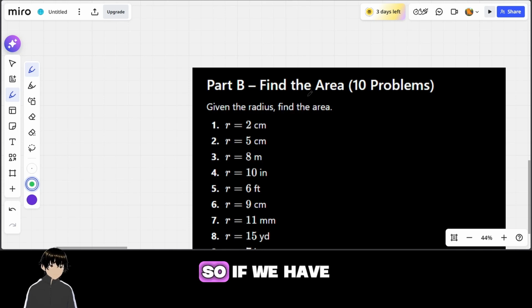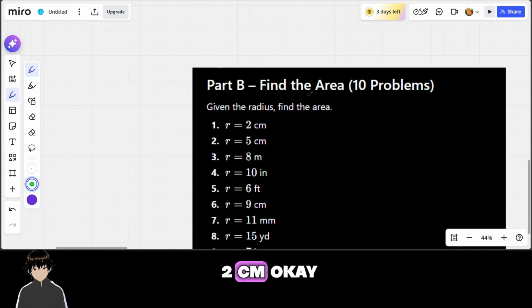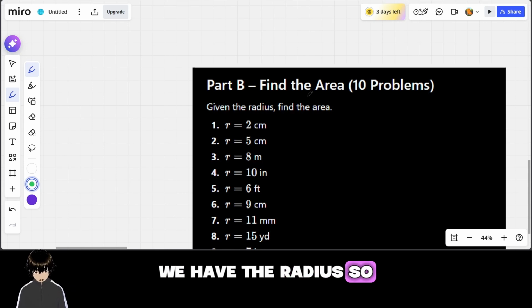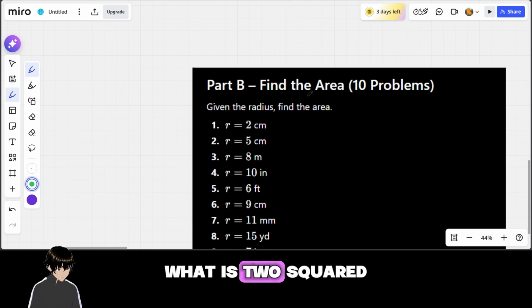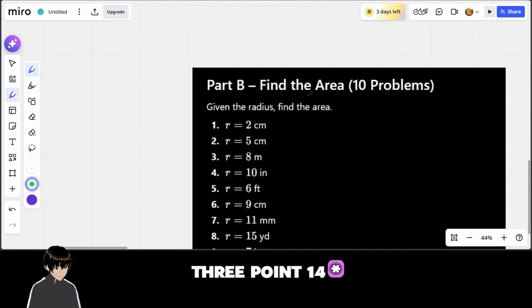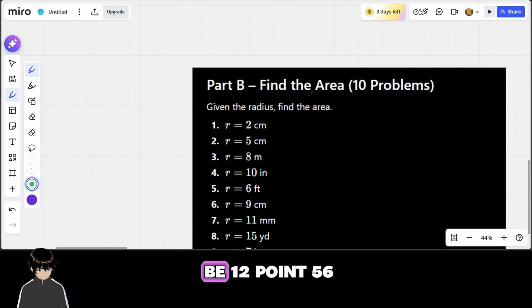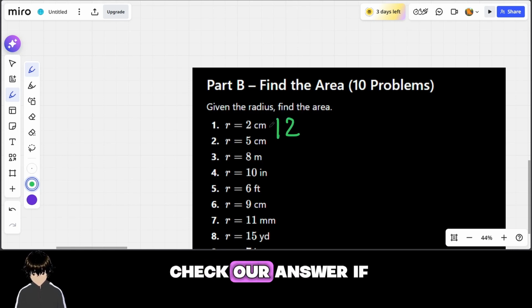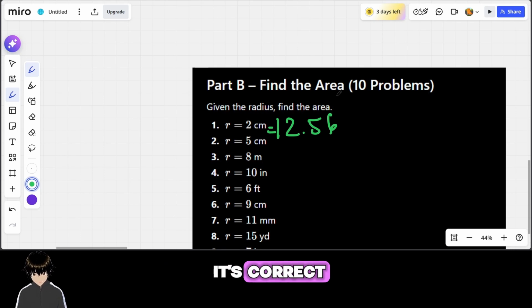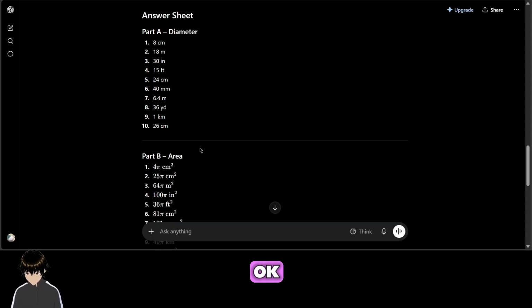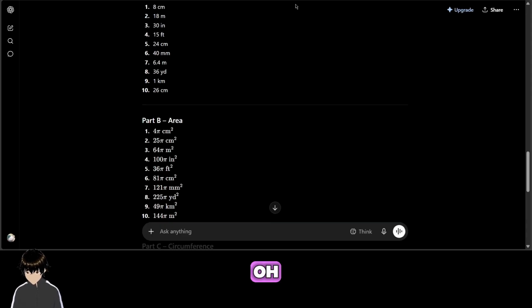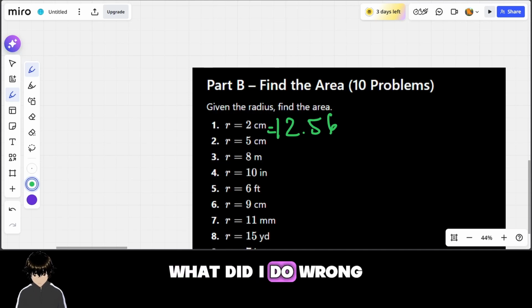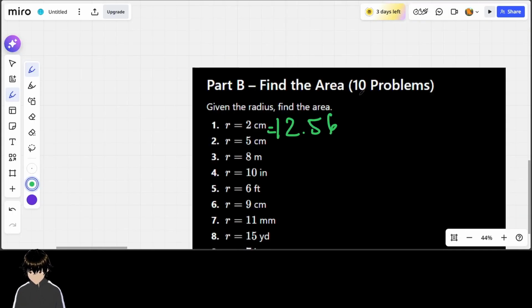So if we have 2 centimeters, you have the radius. So what is 2 squared? It's going to be 3.14 times 4. It's going to be 12.56. So let's try to check our answer if it's correct. Oh, what did I do wrong? I believe I did something wrong.